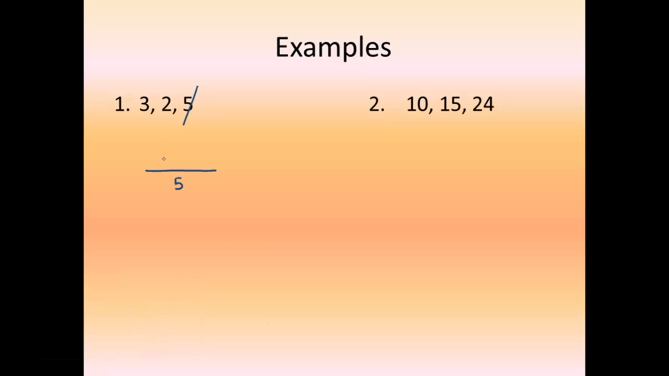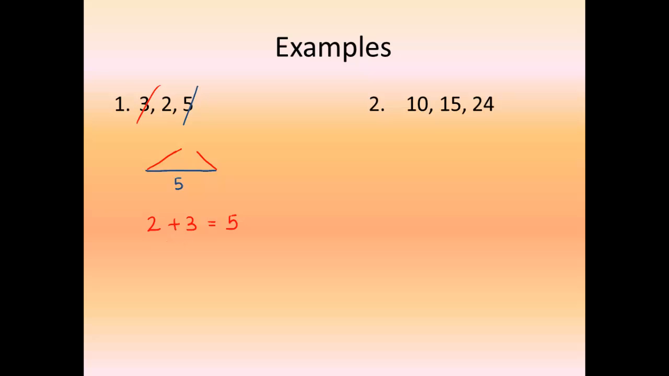So I'm going to take side length of 3. So if I took a side length of 3, and then I took the side length of 2, they actually would not close. And here is why. The theorem said the sum of any 2 must be greater than the third. 2 plus 3 is not greater than 5, it's equal to 5.